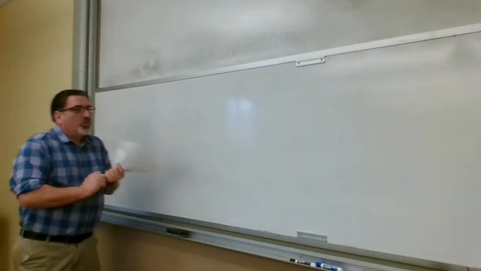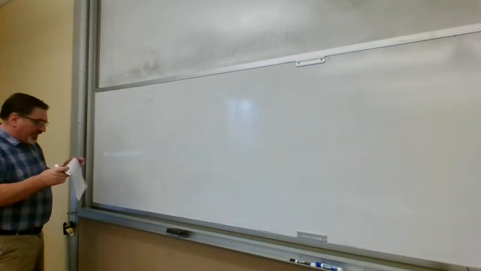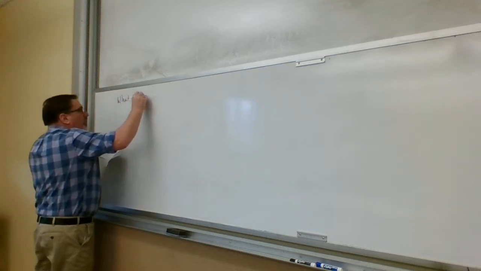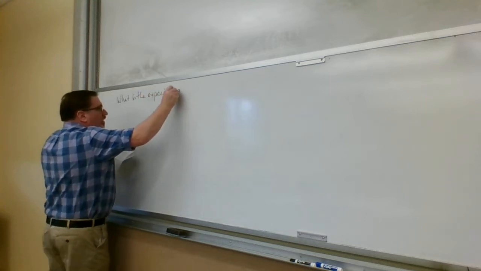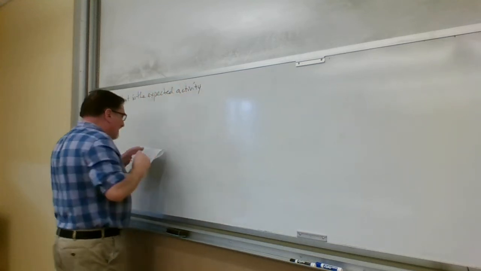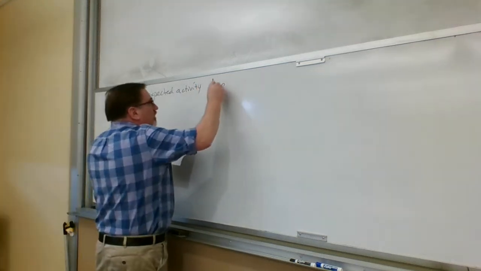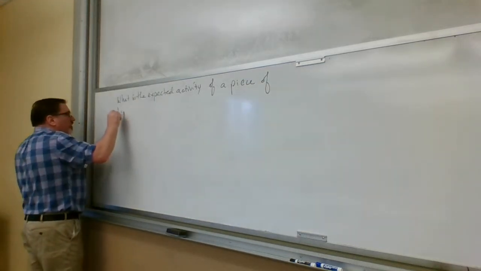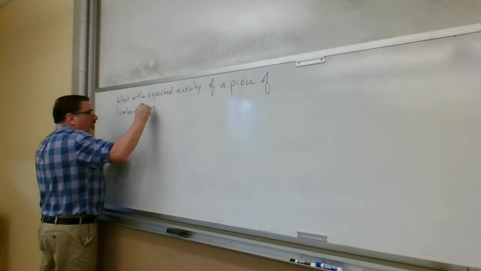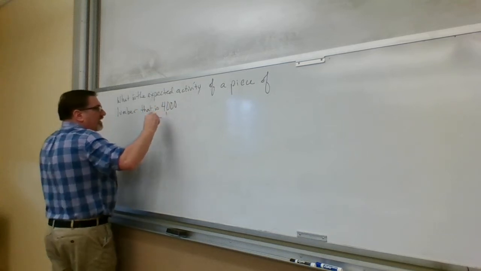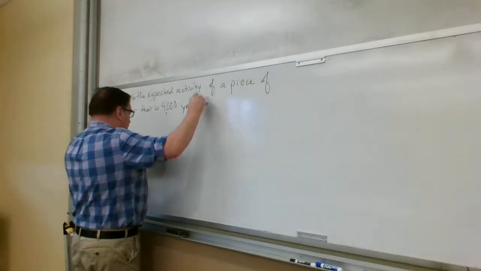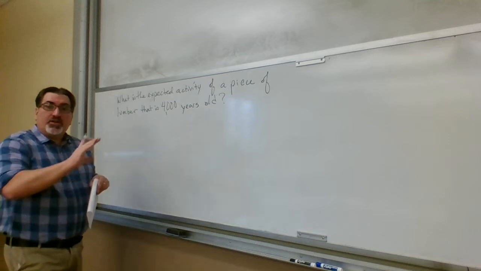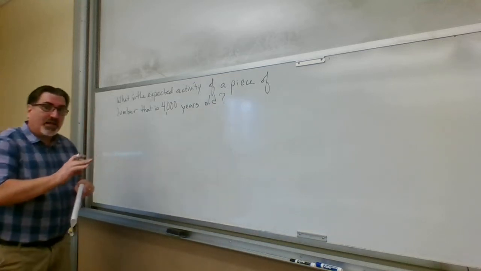One more example of radioactive calculations and carbon dating. What is the expected activity of a piece of lumber that is 4,000 years old? Now for this one, we're still going to use the same 15.2 disintegrations per second for live wood.